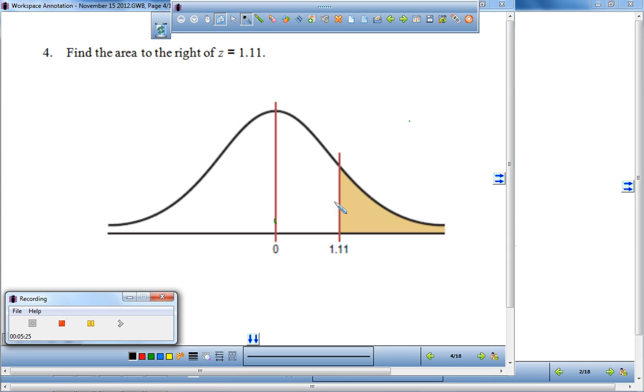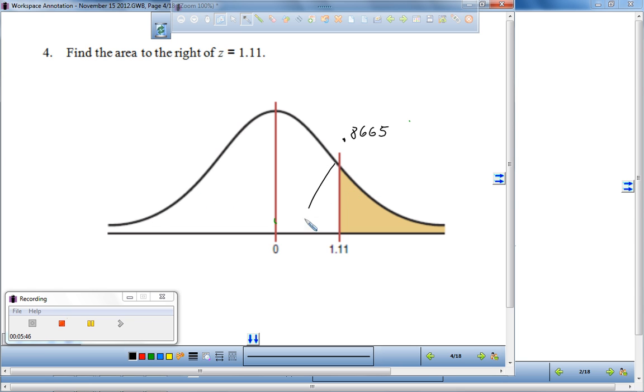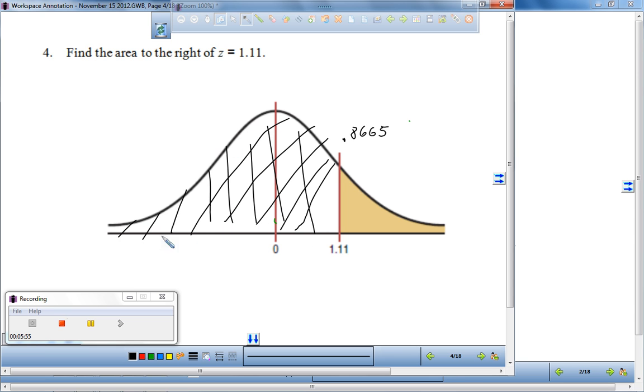Alright, now here we're looking at information to the right, so we want to know everything that's above a certain score. Again, using the z-table, we'll go look up the 1.11, and we should end up with 0.8665. Now, this shows us all of this area in here, all the way back here as well. So that, but we want this.